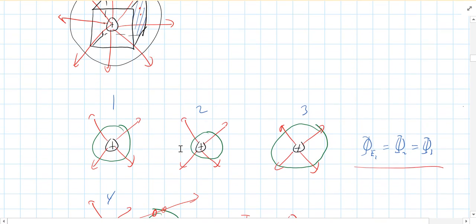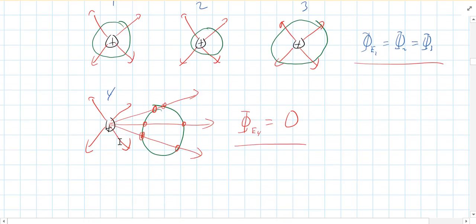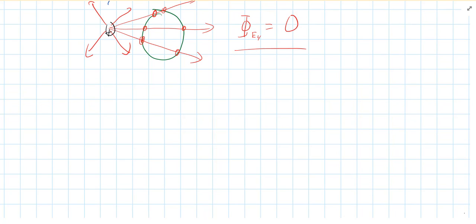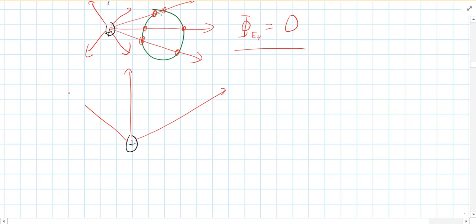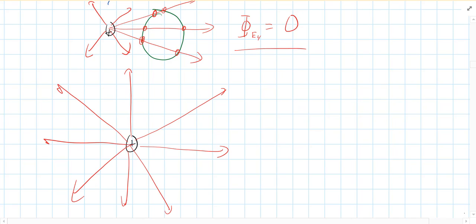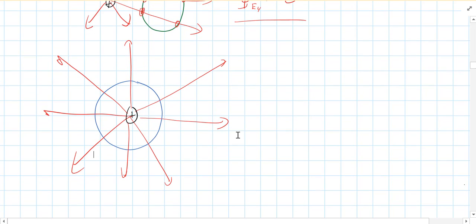So let's go back to a sphere centered at the charge. Here's our charge, and it's making a field. Now I'll draw some extra lines here. So there's our field leaving that charge. And let's say I've got a surface, a sphere, and the charge is centered in that sphere.